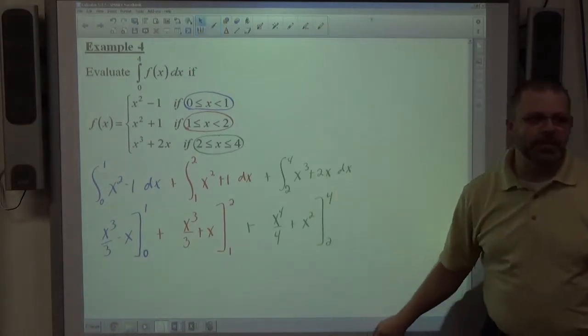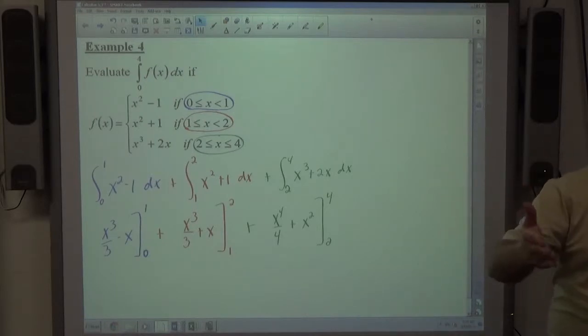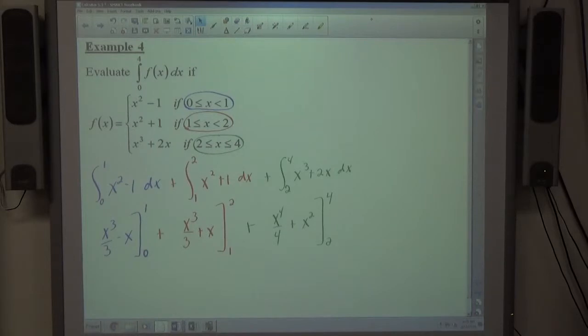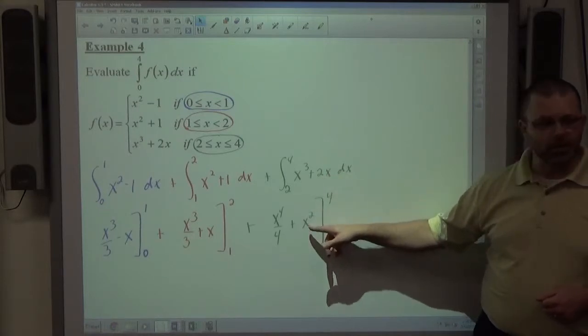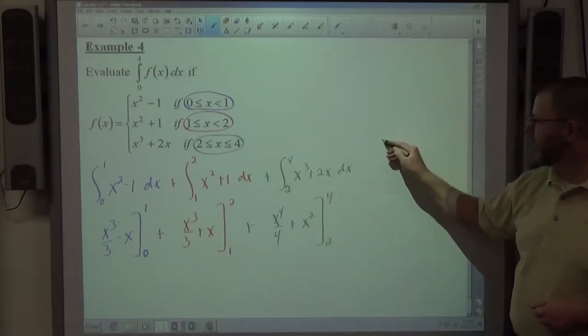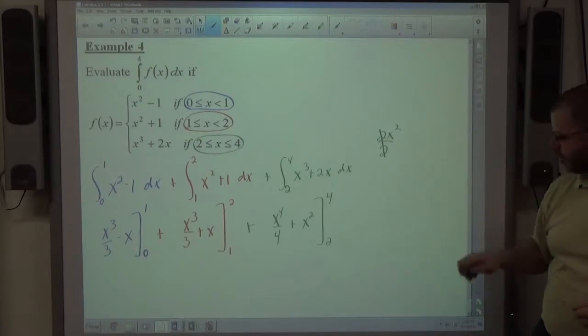Keep in mind the plus c is irrelevant here because when you do f of the top number minus f of the bottom number, you get a plus c and a minus c. They cancel out every time anyway, so don't worry about the plus c's on the antiderivatives. I did kind of skip on that one, 2x equals x squared, but I think we're all good at this point. That's 2x squared over 2. The 2's cancel. That's where that came from.